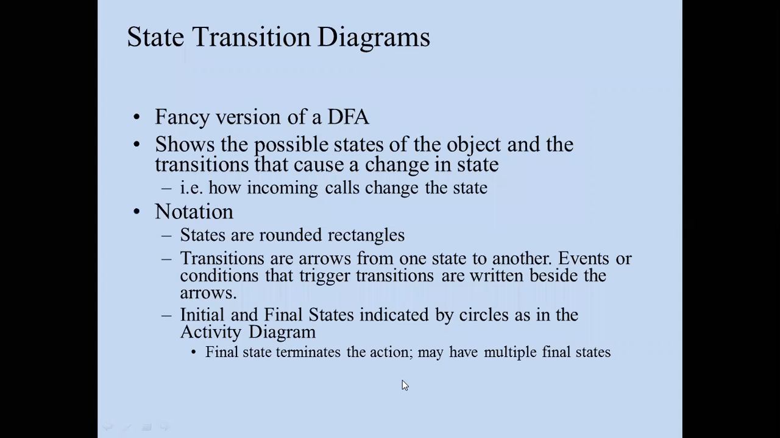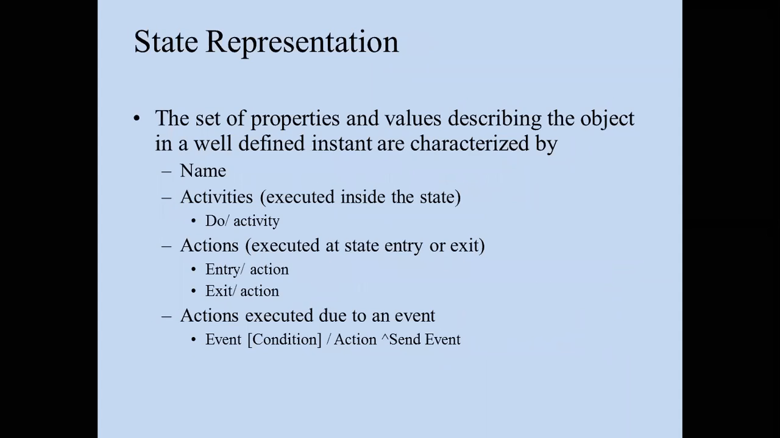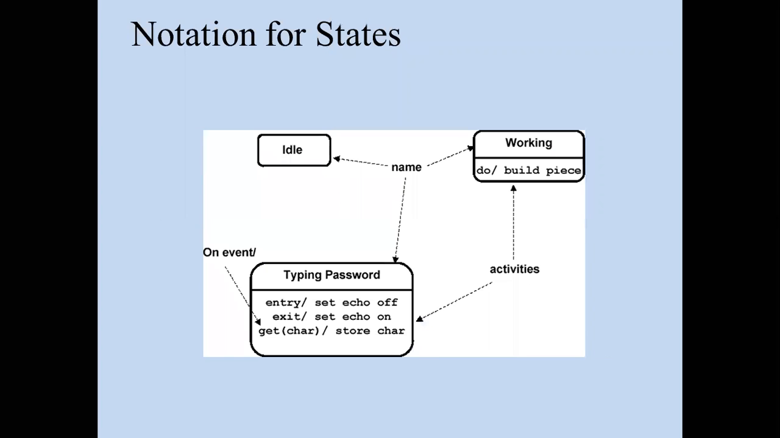Then we have seen the state transition diagrams. It shows the possible states of the objects. States are rounded rectangles, transitions are arrows from one state to another. Here you can see the example. Here you can see the rounded rectangles. These are the states of the system, and this arrow indicates the messages to those objects.